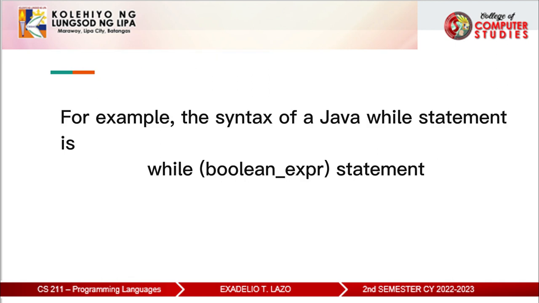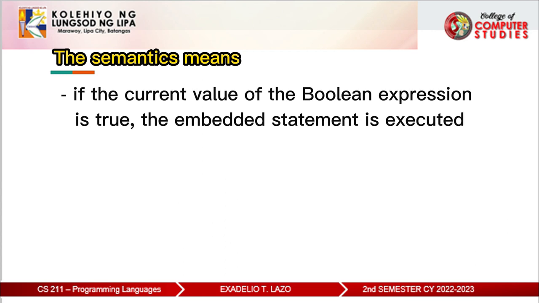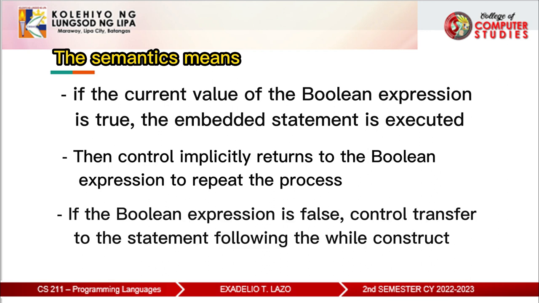For example, the syntax of a Java while statement is while (boolean_expr) statement. The semantics of this statement form is that when the current value of the boolean expression is true, the embedded statement is executed. Then control implicitly returns to the boolean expression to repeat the process. If the boolean expression is false, control transfers to the statement following.